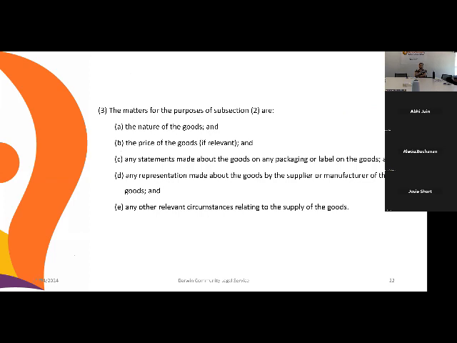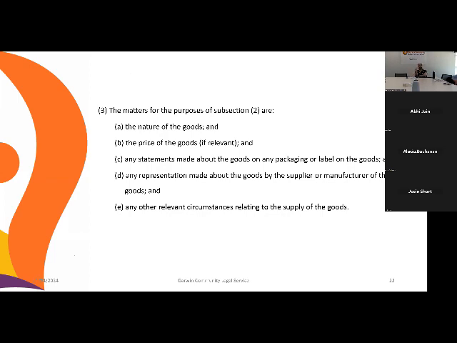So the nature of the goods, it's a used vehicle with 100,000 kilometers on the odometer, and there's some issues with the vehicle, albeit superficial. The price of the goods is relevant, so they would consider whether this is something that's reasonable to expect from a vehicle that's sold for $5,000. Any statements made about the goods on any packaging or label of the goods. Any representation made about the goods by the supplier or manufacturer of the goods. So that's the superficial defects. It's better to address that later though.